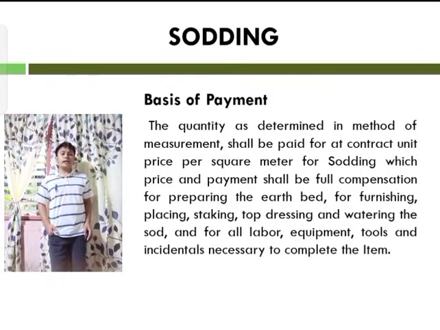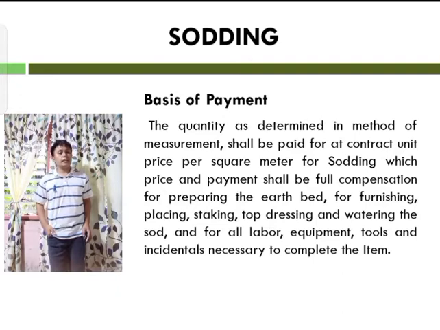And lastly, we have the basis of payment. The quantity as determined in method of measurement shall be paid for at contract unit price per square meter for sodding, which price and payment shall be full compensation for preparing the bed, for furnishing, for placing, staking, top dressing, and watering the sod, and for all labor, equipment, tools, and incidentals necessary to complete the item.